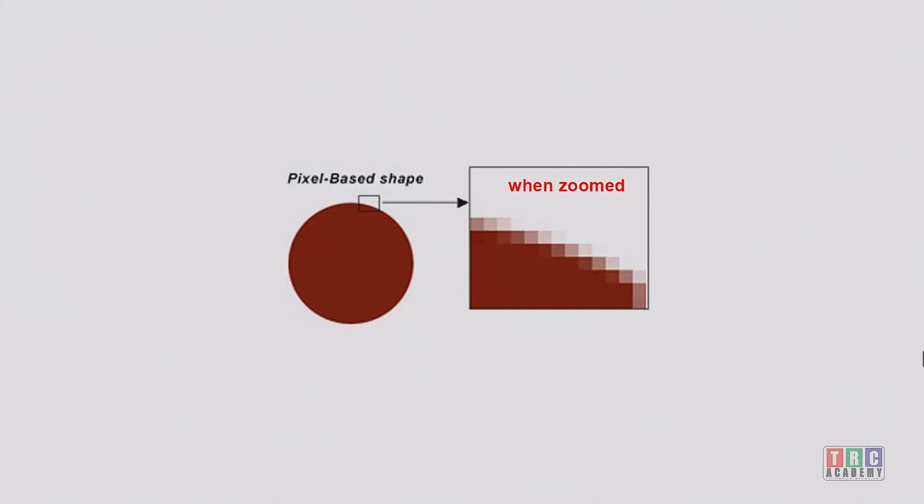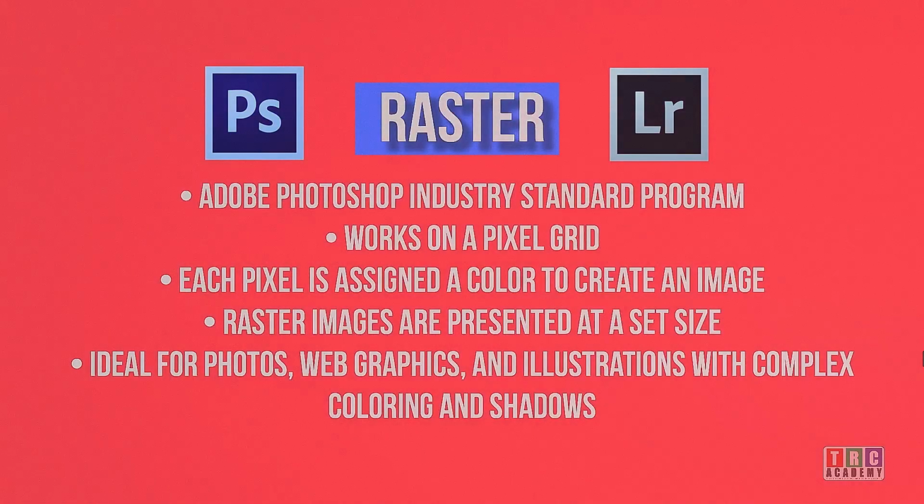So it is totally a pixel-based software, and it is used for image editing. Always remember that Photoshop is an industry standard program. It works on pixel grids, in the sense of dots per inch. So 300 dpi: if you do any work in Photoshop for printing purposes, it is 300 dpi. For web, it is 72 dpi. Each pixel is assigned a color to create an image, so many colors make an image.